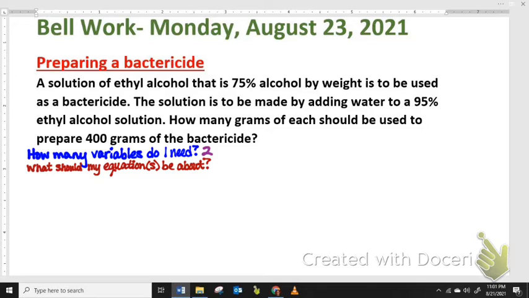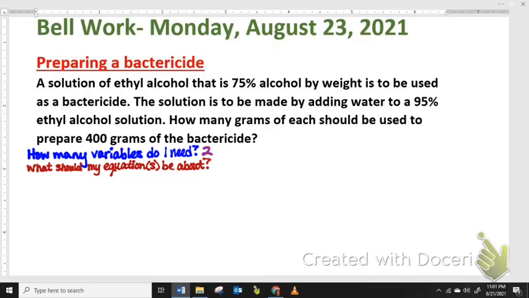How many grams of each solution we need to prepare the bacteria? Yes, I'm not going to say the whole word, the bacteria side. It's a disinfectant. That word is much more familiar to me. They're trying to prepare a disinfectant that specifically will kill bacteria here. So we need to figure out how many grams of each.